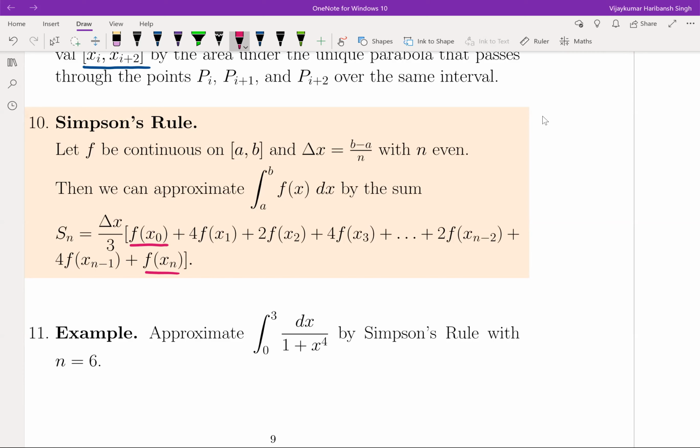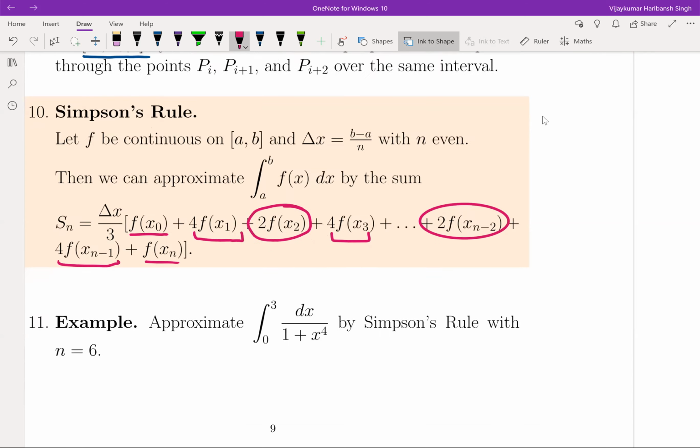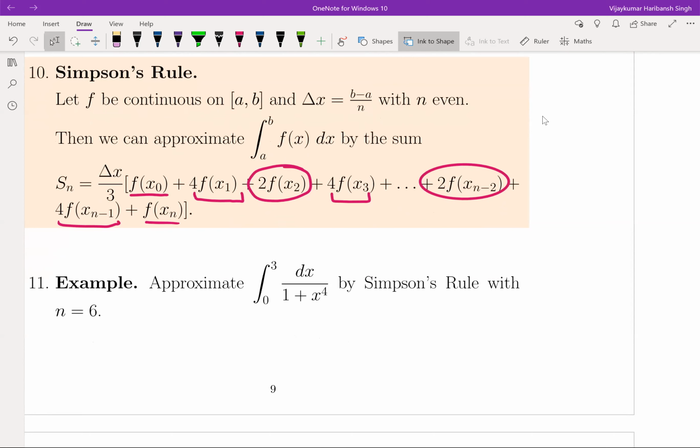Then every odd one is multiplied by 4, and every even one is multiplied by 2. So this gives you Simpson's rule. The proof of this is based on Gaussian quadrature with 3 points. We will ignore that for now.